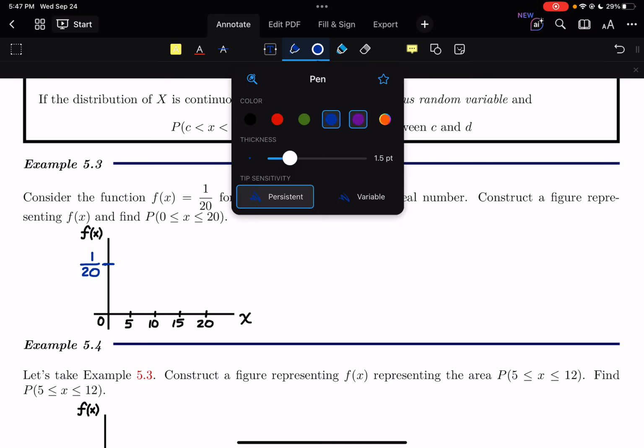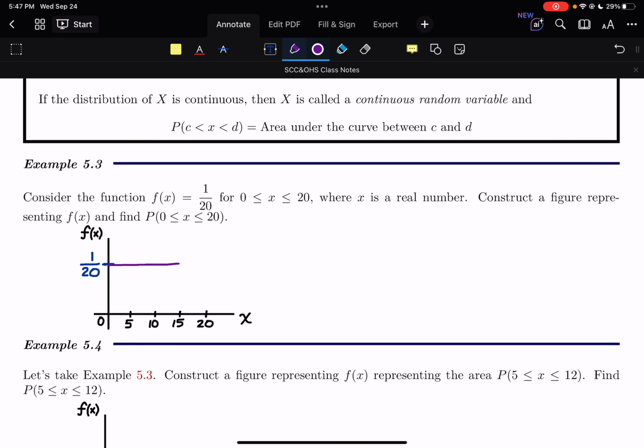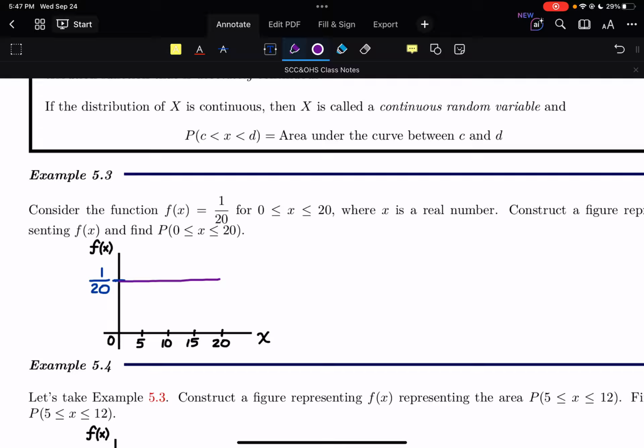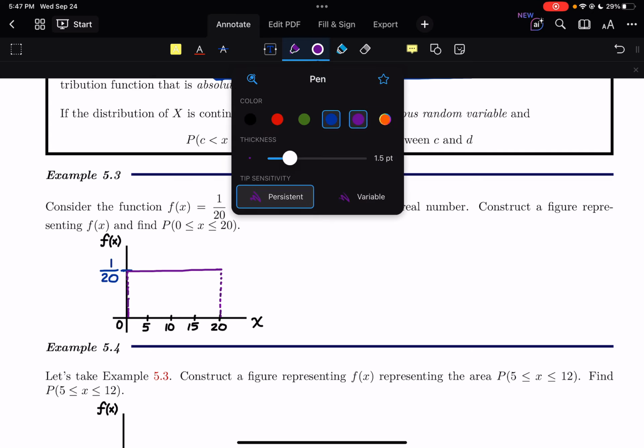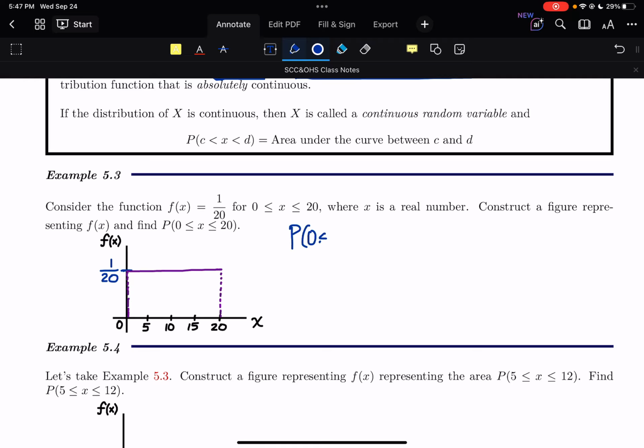And then we're going to have our horizontal line, and that goes all the way from 0 to 20. When we're looking for the probability that x is between 0 and 20, what it's really asking us to do is find the area from 0 to 20. Because again, the area and the probability are the same thing when we're talking about continuous distributions. So we're really just looking for all of this area down here.